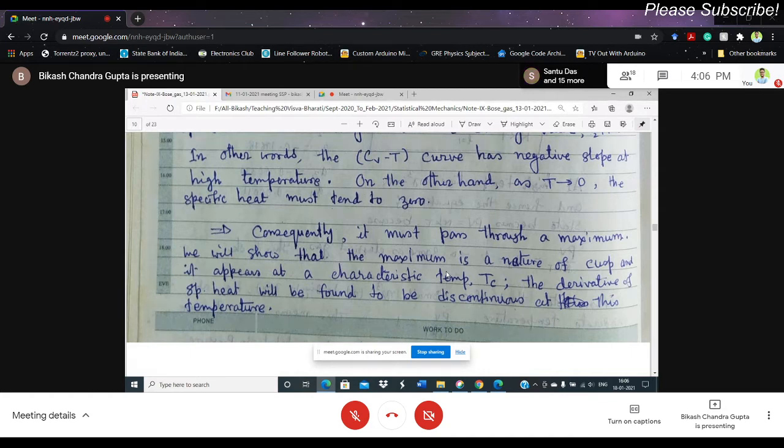If the first derivative of energy becomes discontinuous, then it is called a first order phase transition. And if the second order derivative of the energy becomes discontinuous, it is called a second order phase transition. This is just for your information.